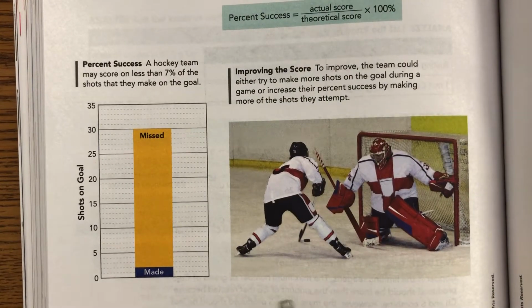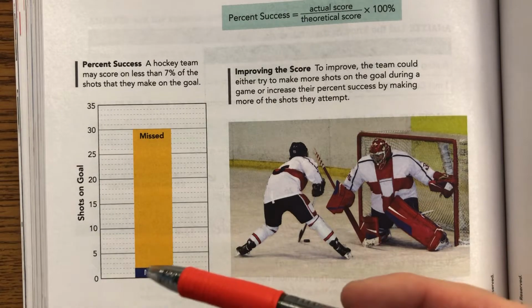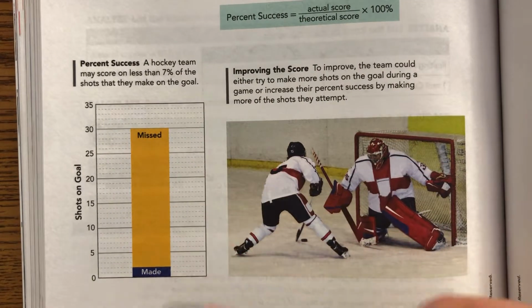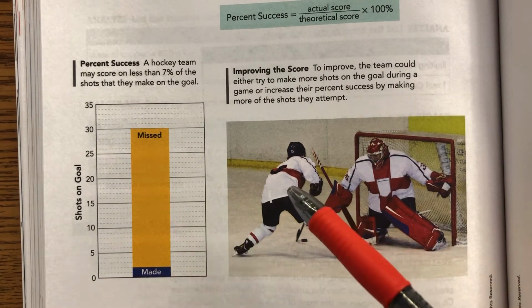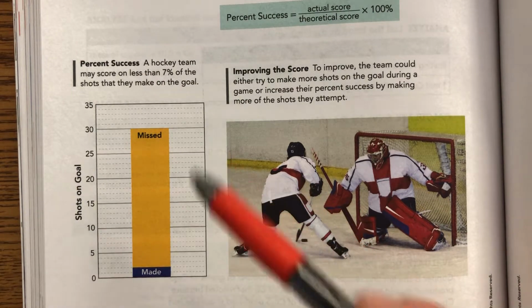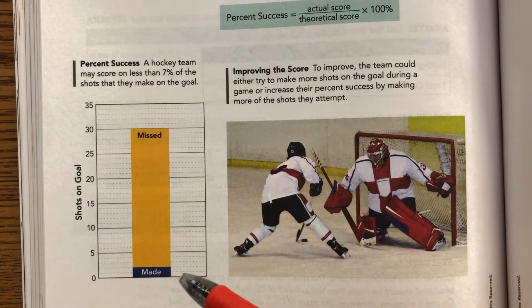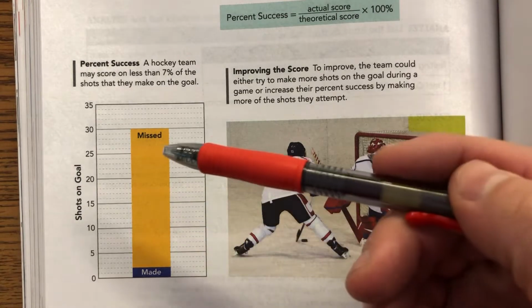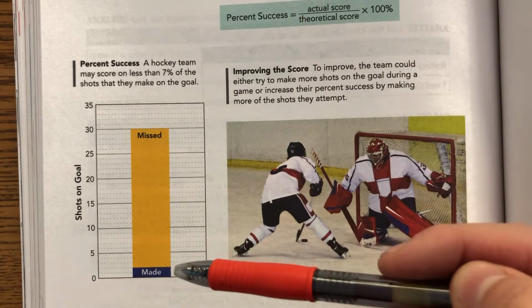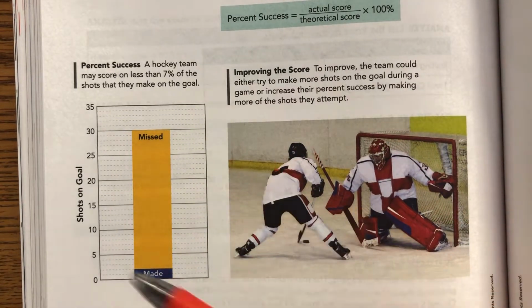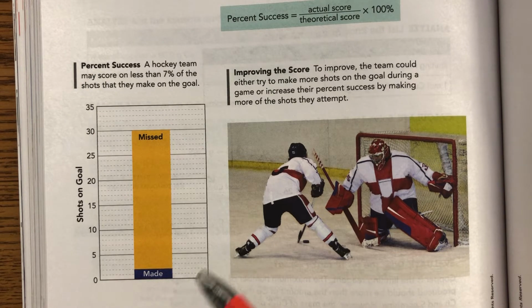So right here we have hockey players playing hockey, and on the left side here we've got a chart that shows how many this hockey player, this forward here, missed versus how many they made. So this person shot 30 times but only made it 2 times. So about 7% of the time they're going to shoot a score. So they've got to basically shoot for the goal quite a few times before they start having some points scored.